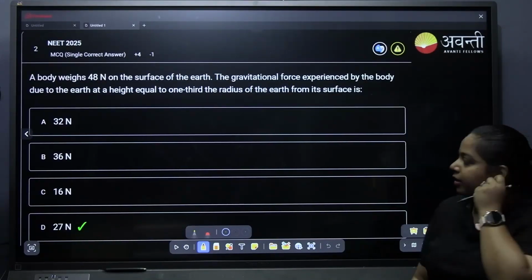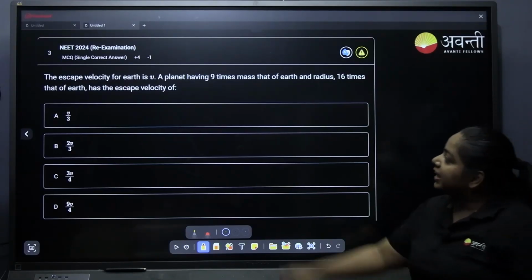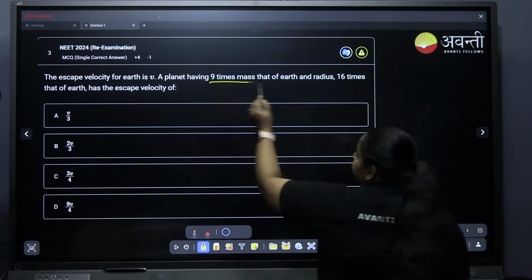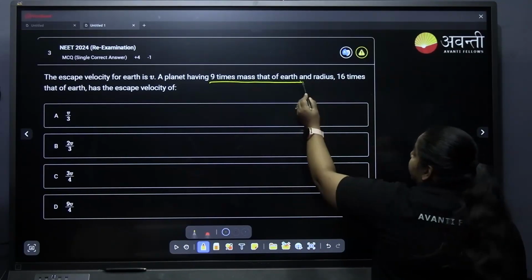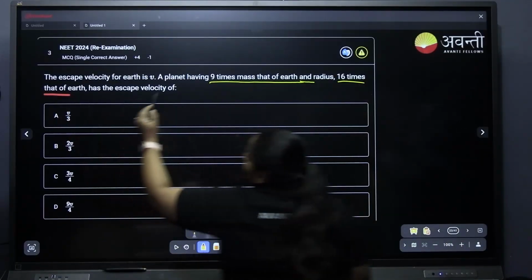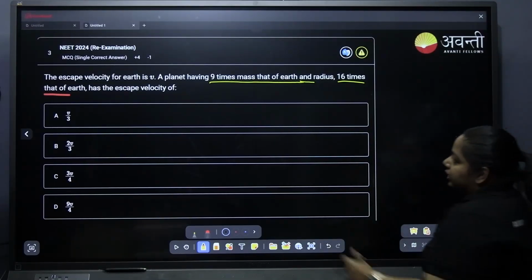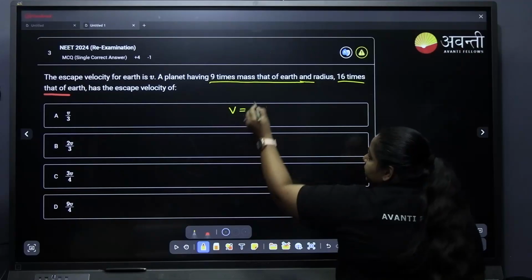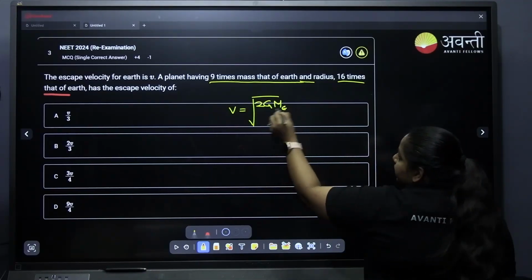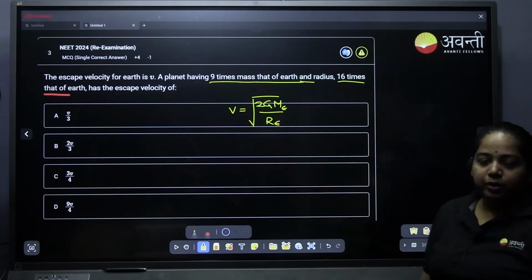Okay. Next one, escape velocity of Earth is v. A planet having 9 times mass of Earth and radius 16 times that of Earth. What is the escape velocity? Escape velocity on Earth we will get by root 2 G mass of Earth by radius of Earth. This is the formula.